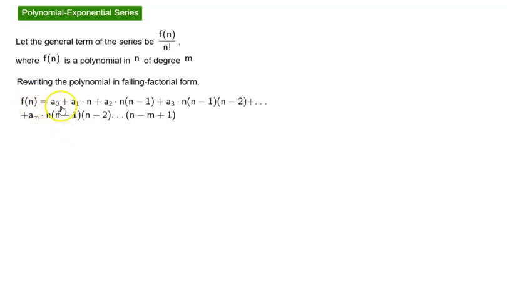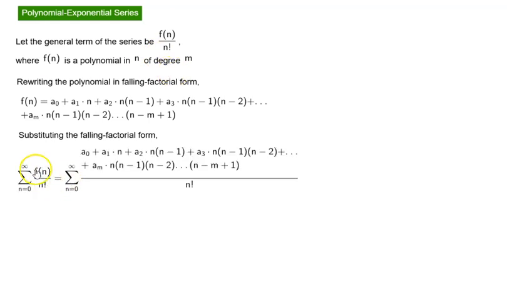f of n is equal to a sub naught plus a sub 1 times n plus a sub 2 times n times n minus 1, and so on up to the mth term. Now let's substitute the falling factorial form into the general term of the series. So the series n equal to 0 to infinity of f of n divided by n factorial is equal to the series with the falling factorial form of the polynomial divided by n factorial.